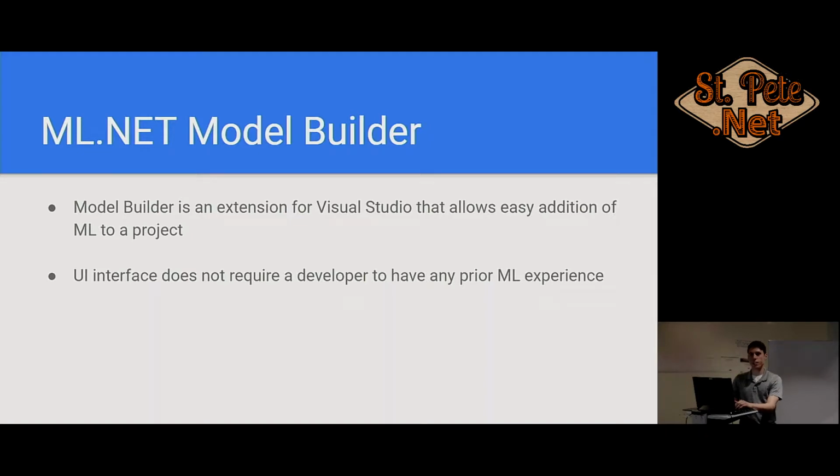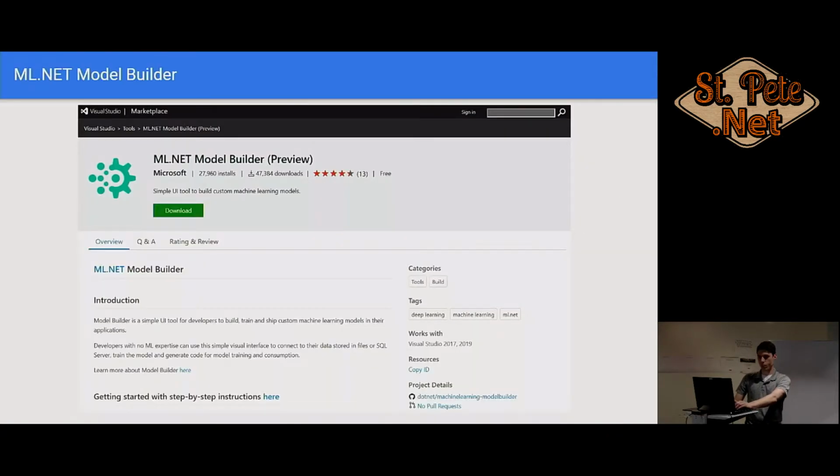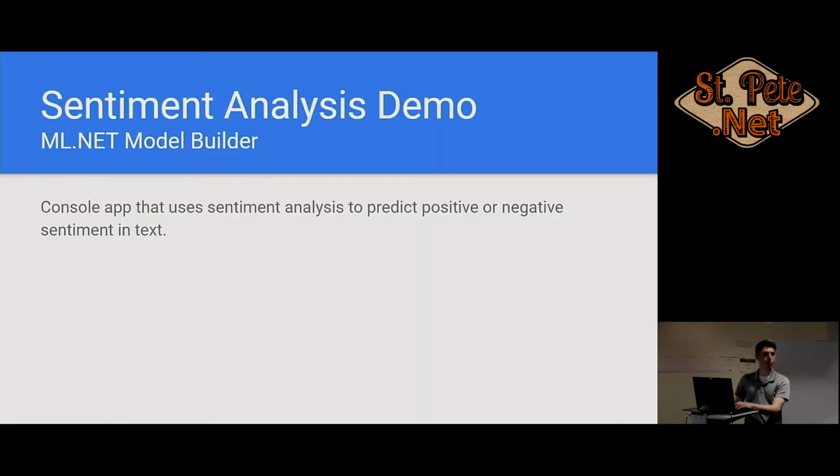Okay, so for the next section, we'll be talking about ML.NET Model Builder. Model Builder is an extension for Visual Studio that allows you to easily add ML to your project. This one has a user interface and doesn't require you to have any prior ML experience or know any of the complicated algorithms like regression. So this is a lot better for an initial start. You can easily download this from the Visual Studio Marketplace, and it's been pretty popular already with 47,000 downloads.